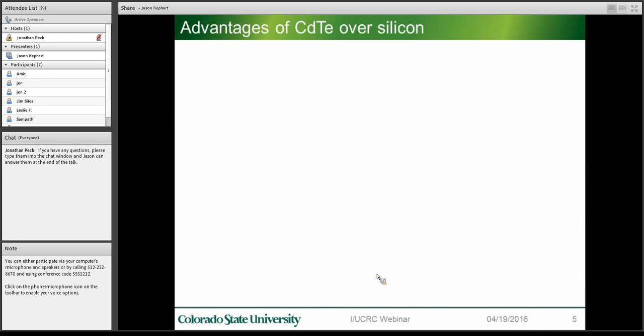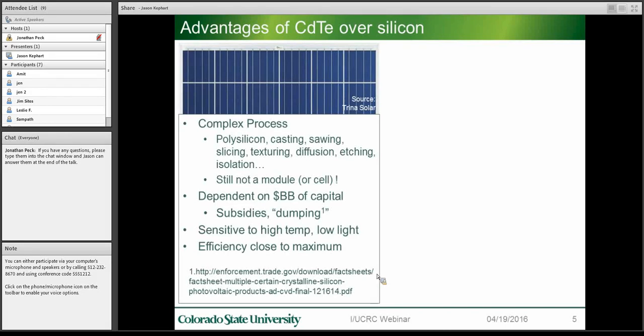So why would we want to use cadmium telluride instead of silicon, which is a proven decades-old technology? If you look at a panel made by, say, Trina Solar, it's a very complex process. You have to get extremely pure polysilicon, cast the silicon, saw it, slice it, etc. And that's just to make a cell. And then you have to take the cells and solder them together and encapsulate them into a module. All these processes are dependent on billions of dollars of capital, which has largely been provided by the Chinese government. And this has been ruled illegal dumping by the World Trade Organization.